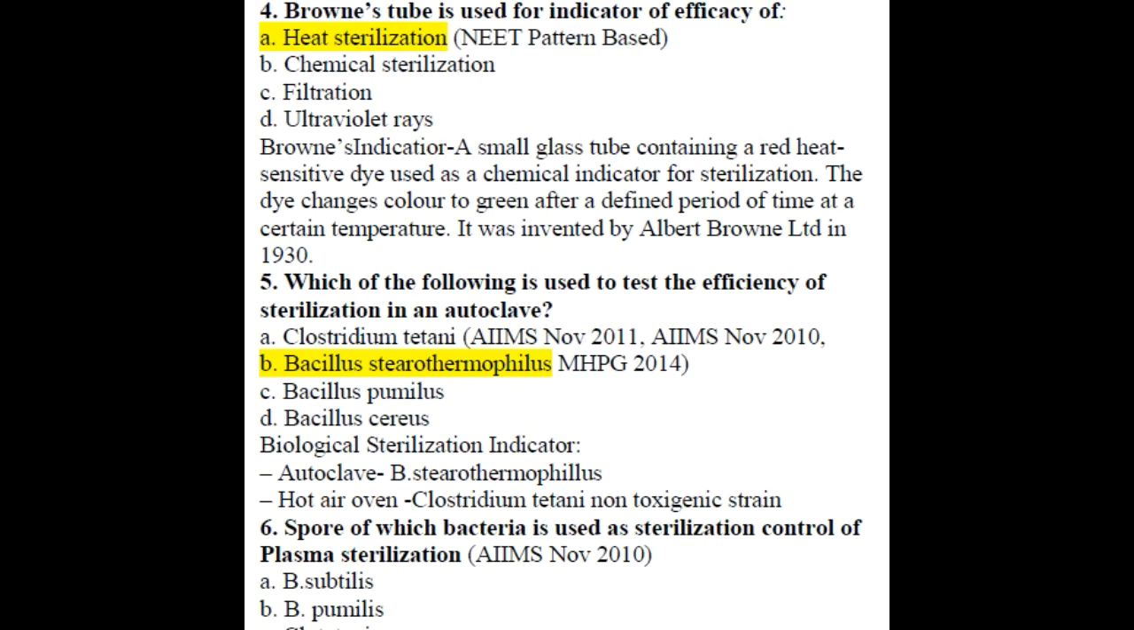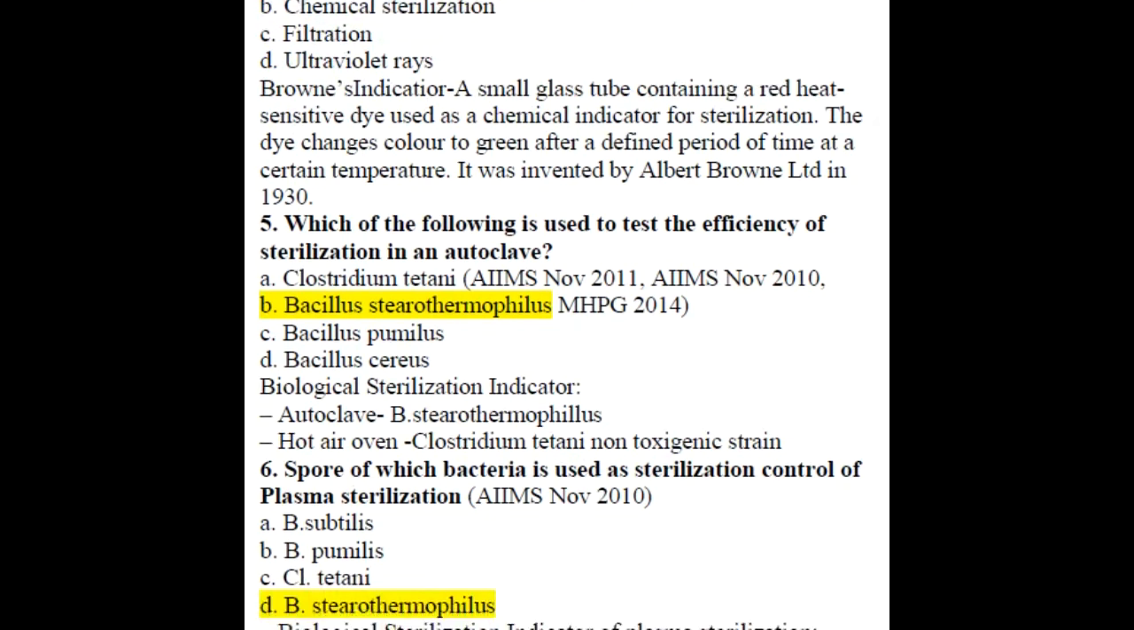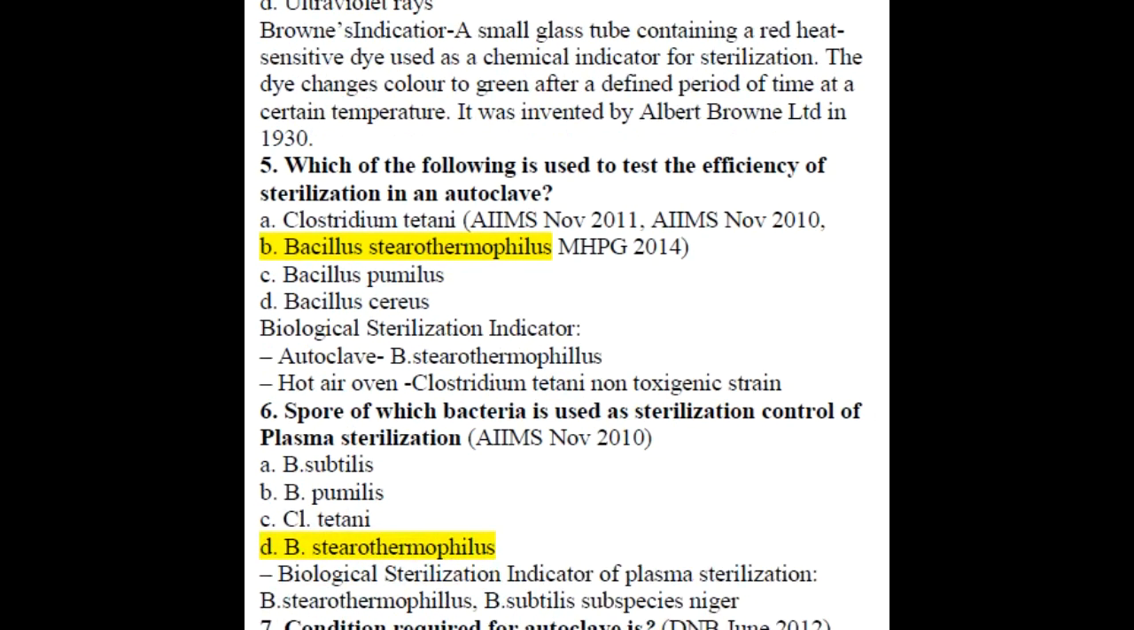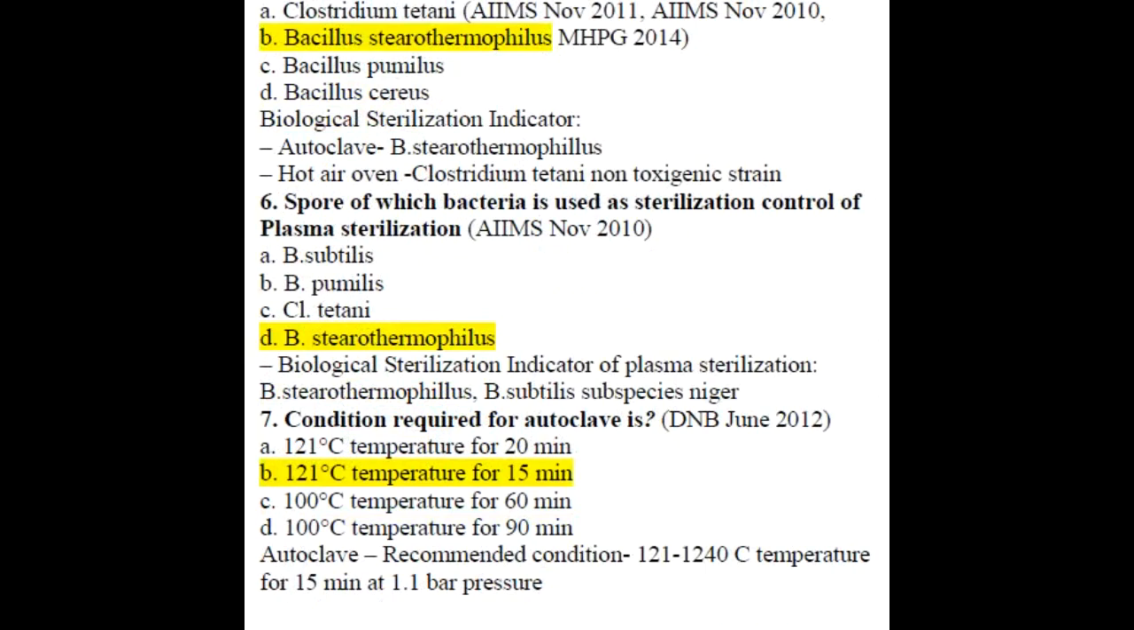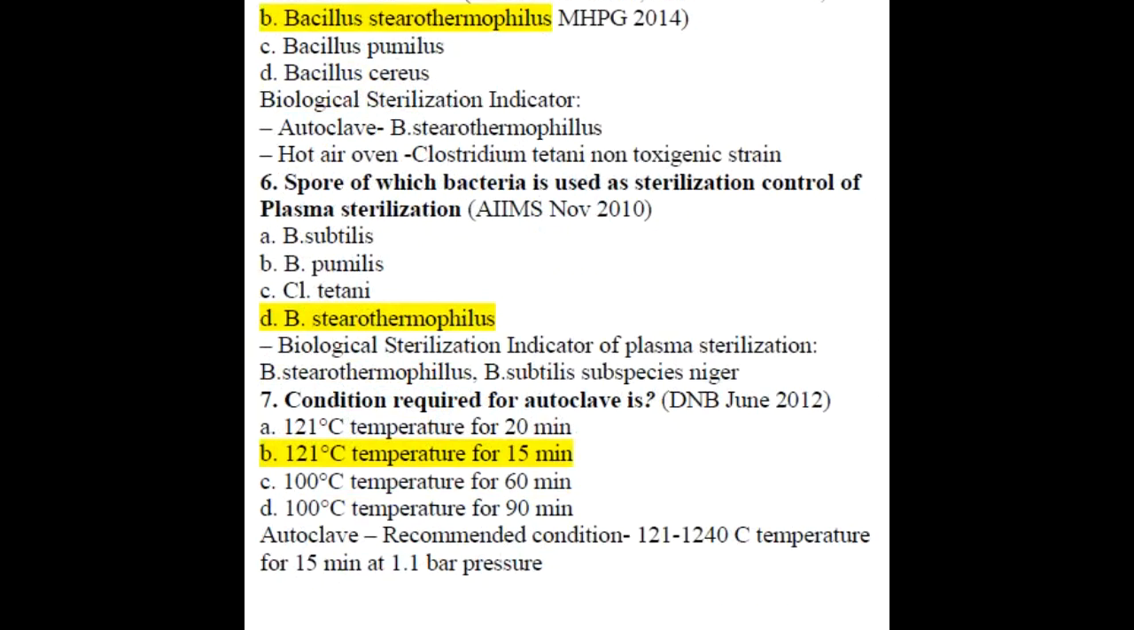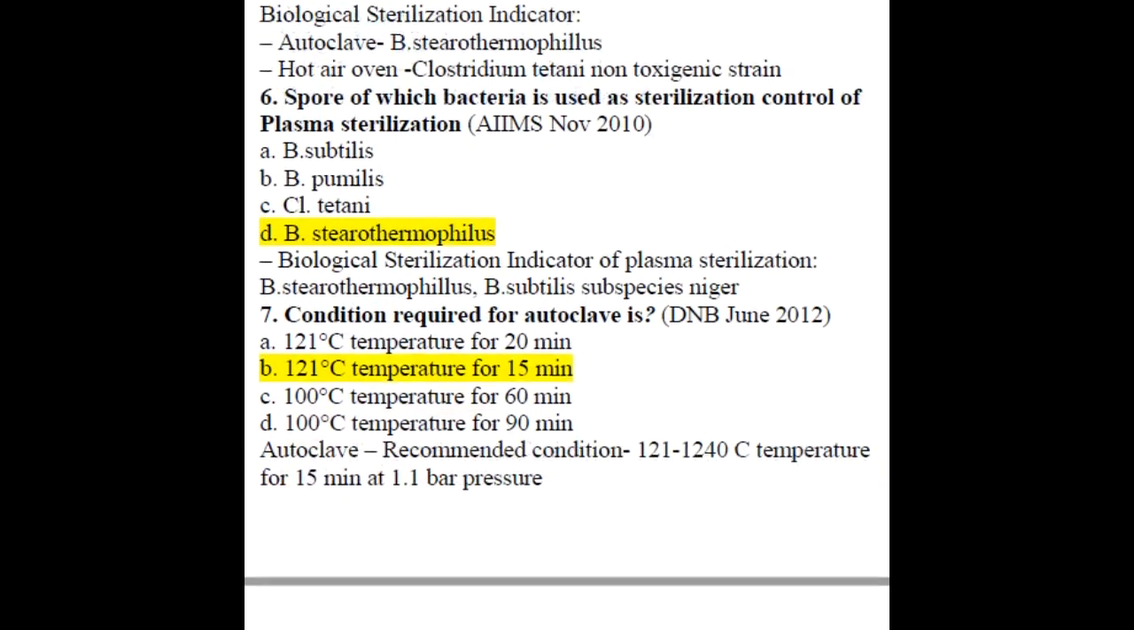Which of the following is used to test the efficacy of sterilization in autoclave? Autoclave efficacy is tested by Bacillus stearothermophilus, whereas hot air oven we can test by Clostridium tetani. Spores of which bacteria are used as sterilization control of plasma sterilization? For plasma sterilization, we use Bacillus stearothermophilus. The condition required for autoclave is 121 degrees Celsius for 15 minutes.